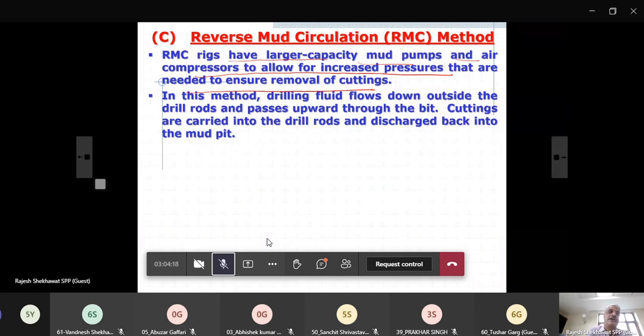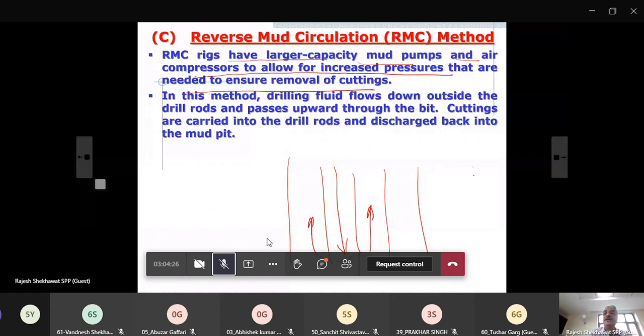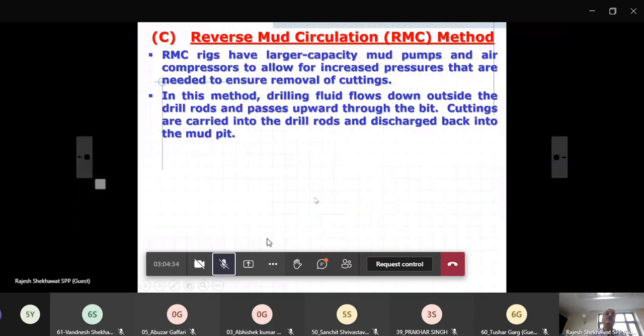In this method it is ulta. If you remember, in previous method, this fluid was coming like this and going out like this, whereas in this method it comes from annular surface and then it goes through this. That's why you need mud pumps and air compressor and all, otherwise it will not be possible to use this. So here the drilling fluid flows down outside the drill rods and passes upwards through the bit, and cuttings, the ground cutting or strata cutting, are carried into the drill rods and then they are discharged back into mud pit.